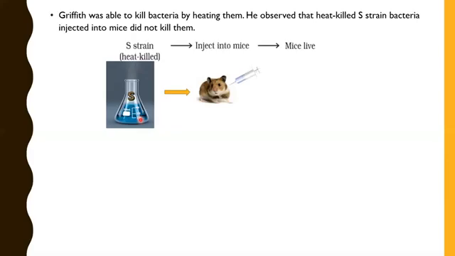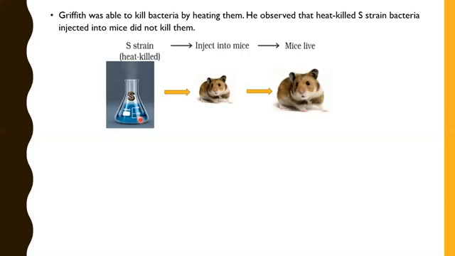As we observed in the previous steps, S strain bacterial cells are pathogenic. But here in this step, the difference is that such S strain bacterial cells were killed by heating. Then he injected such heat-killed S strain cells into the mice, and such mice survived. So there was no development of pneumonia disease in those mice.